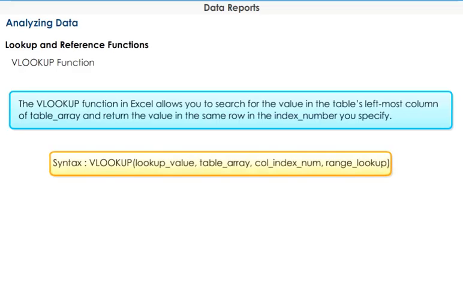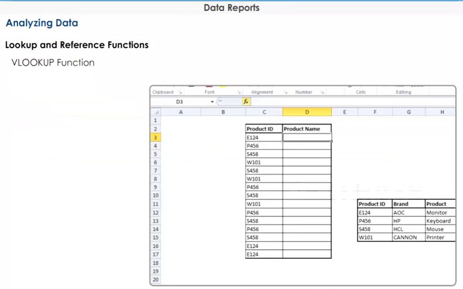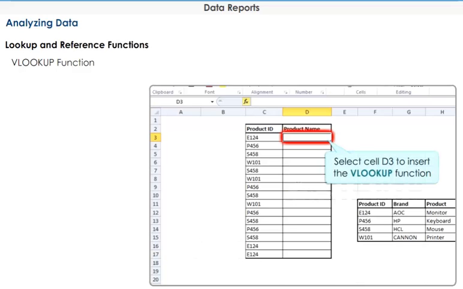Syntax: VLOOKUP(lookup_value, table_array, col_index_num, range_lookup). In this example, let us find the product name for a specific ID. Select cell D3 to insert the VLOOKUP function.